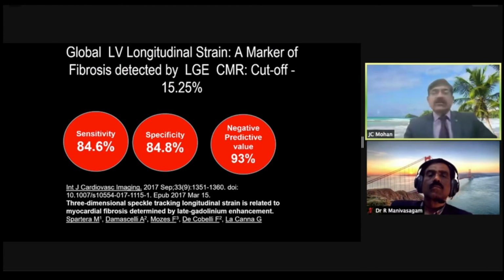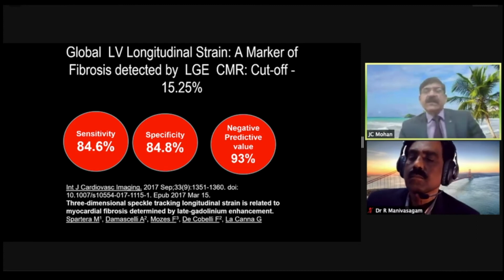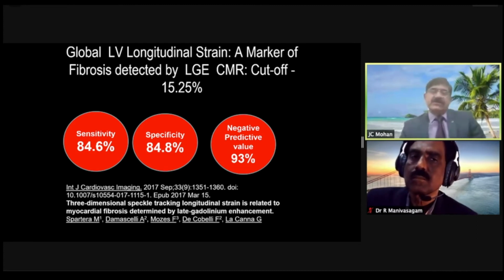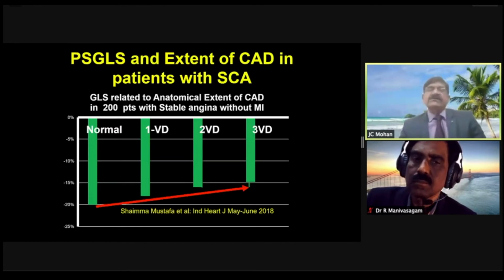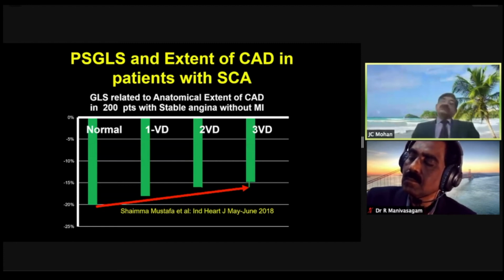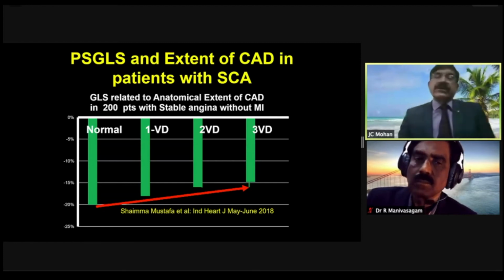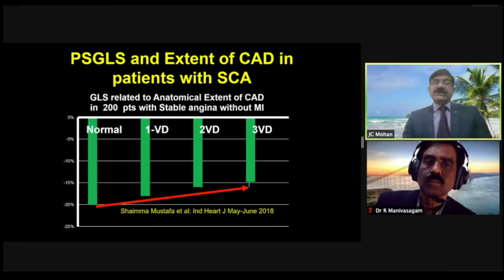The data has also suggested that a global longitudinal strain of the left ventricle less than 15% is suggestive of the presence of myocardial fibrosis with a sensitivity and specificity close to 85%. And this has been the basis of using global longitudinal strain in asymptomatic valvular heart disease, especially in aortic stenosis, mitral regurgitation, and aortic regurgitation. But you can also use longitudinal strain in detecting stable coronary artery disease or chronic coronary syndrome. This is data from Egypt.